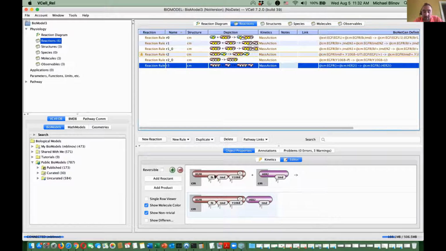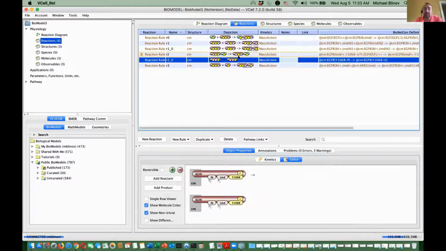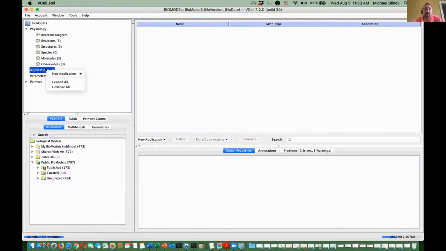HER2, so this one was unbound, this was unbound, this must be bound, and the end result is formation of a bond. So we defined this initial set of rules, and now we are going into simulations. In Virtual Cell, there is no way to simulate unless you add an application. So let's add an application.